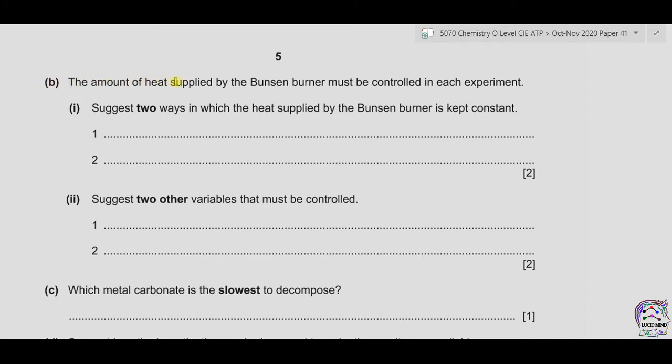Part B. The amount of heat supplied by the Bunsen burner must be controlled in each experiment. Suggest 2 ways in which the heat supplied by the Bunsen burner is kept constant. We can do this in a number of ways, such as the strength of flame should be the same.